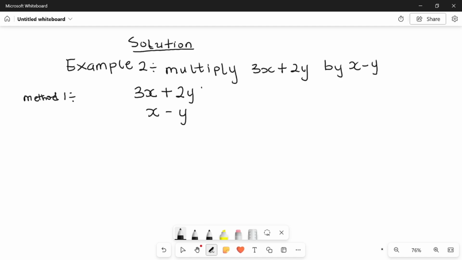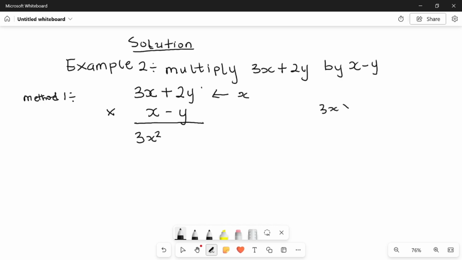X over y. So they say we should multiply both of them, right? So the first step is to multiply everything here by x. So if we multiply everything by x, x times 3x will give us what? 3x squared. So you know how we got 3x squared? Let me explain it over here.